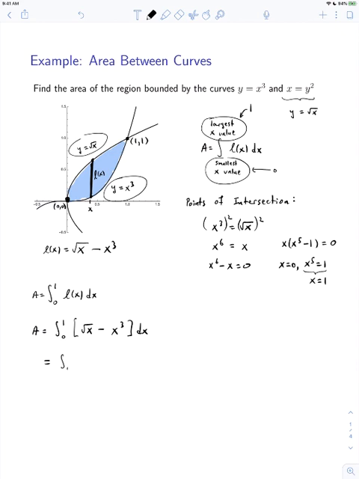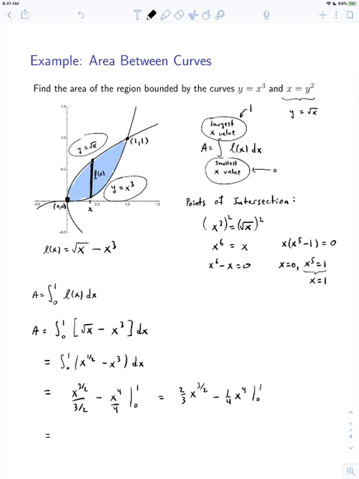Well, maybe it'll help to write this as x to the 1/2 minus x cubed dx, because now we can see that this is the power rule. So x to the 3/2 divided by 3/2 minus x to the 4 over 4 between 0 and 1. So this is 2/3 x to the 3/2 minus 1/4 x to the 4th between 0 and 1.